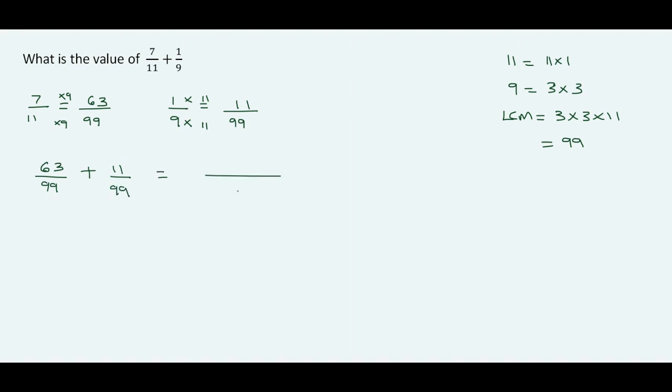We have the same denominators, so we just write it out here. And then we have 63 plus 11. So 63 plus 11. 3 plus 1, 4, 6 plus 1, 7. So we end up with 74 over 99, and that's our final answer.